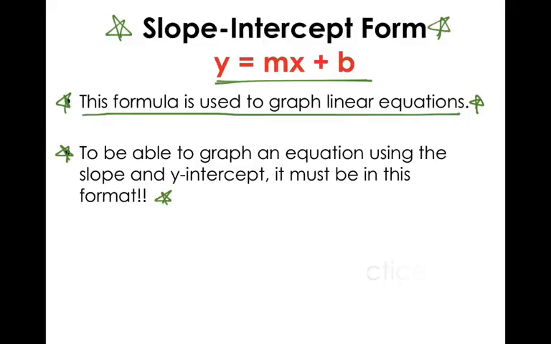The second piece, this is very important. To be able to graph an equation using the slope and y-intercept, it must be in this format. And by it, I mean the equation. There's a different format that we're going to look at in a few minutes, and in that format there's no slope and y-intercept that's obvious like there is here. So it's going to be important that you have these two pieces of information written down. This format is used to graph linear equations. To be able to graph it using a slope and y-intercept, you must have it in this format. So pause and get that copied.